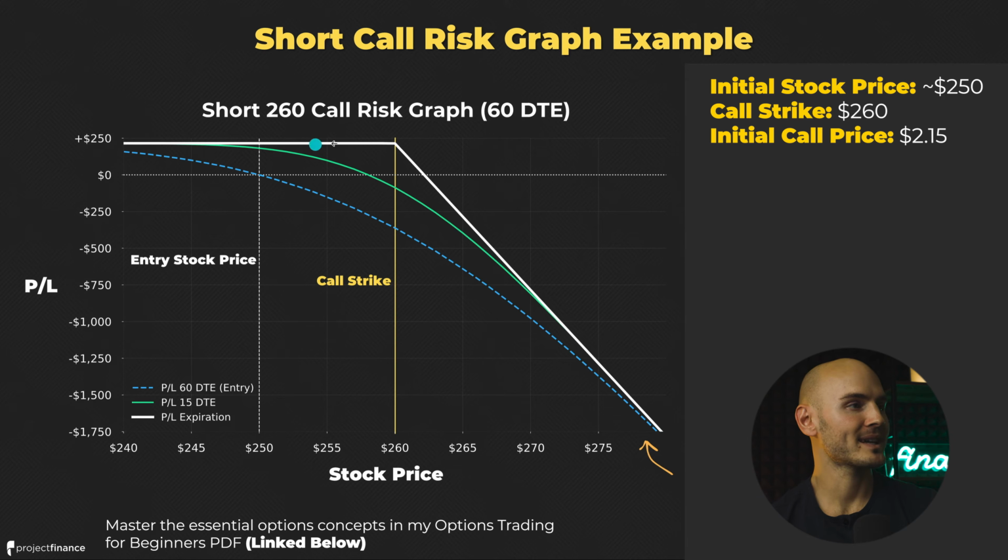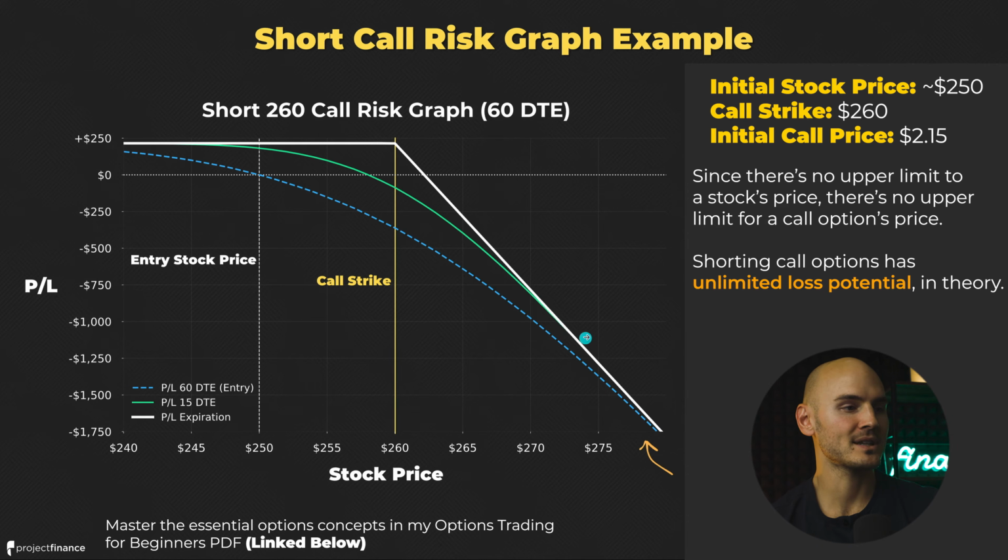At the time of expiration, we can see that as long as the stock price is below 260, which is the call strike price, this position will make $215 at the time of expiration. However, as the stock price goes up, if it goes to 265 or 270, then I will start to see some serious losses on this position. The short call strategy has theoretically unlimited loss potential to the upside, and that means if I were to extend this stock price chart all the way to the right to infinity, the losses on this position would continue to grow. And so shorting call options is a super high risk strategy that I generally do not recommend.